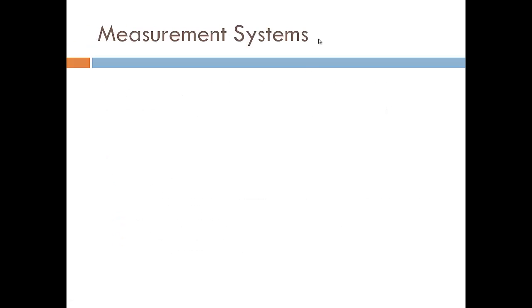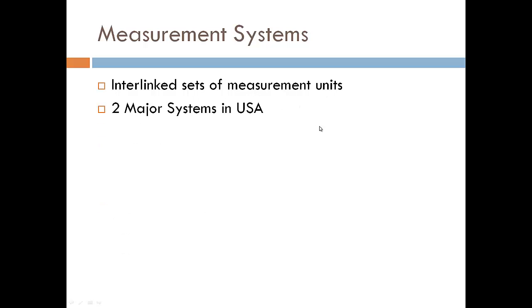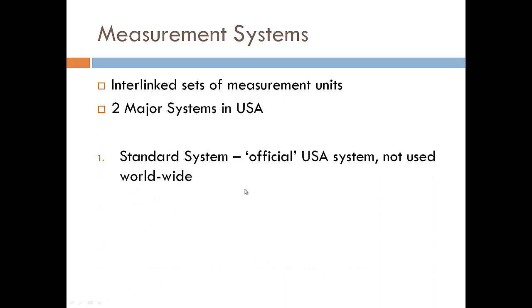As we're taking these measurements, we have to keep in mind what measurement system we're working with. These systems are just interlinked sets of measurement units that are expected to go together, and there are two major systems that are used here in the United States. The first one is just known as the standard system, and it is our official United States system, but it is not used throughout the rest of the world.